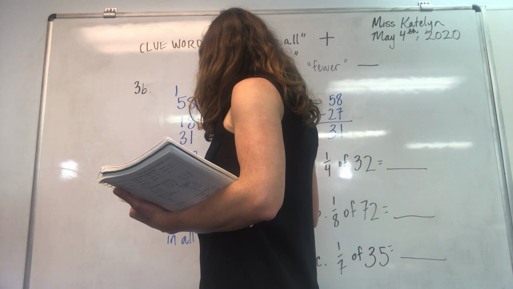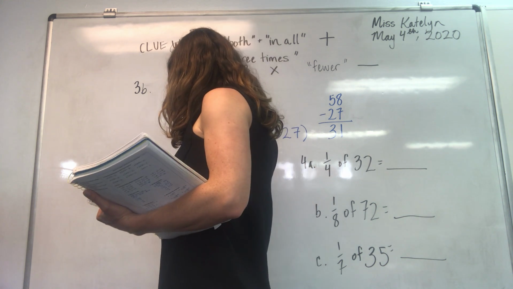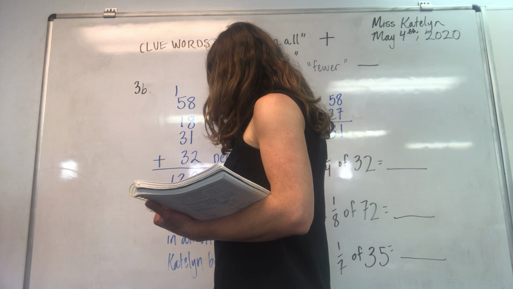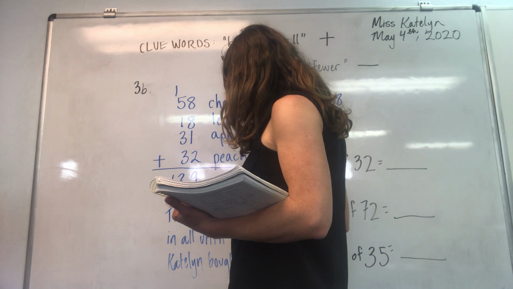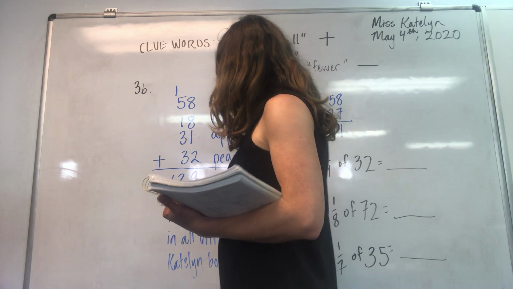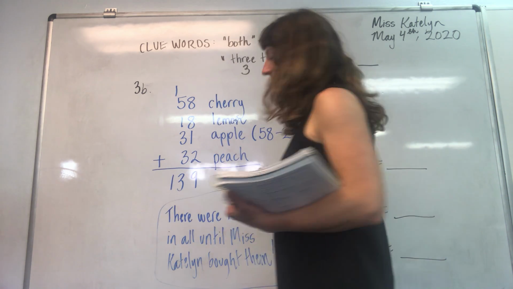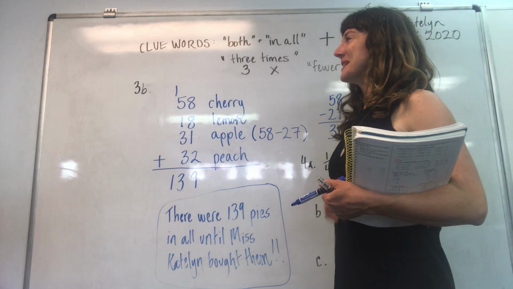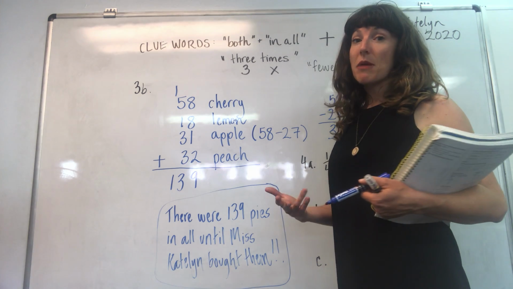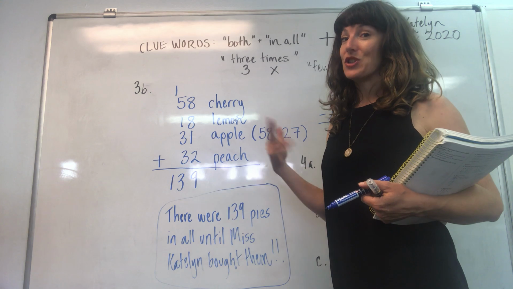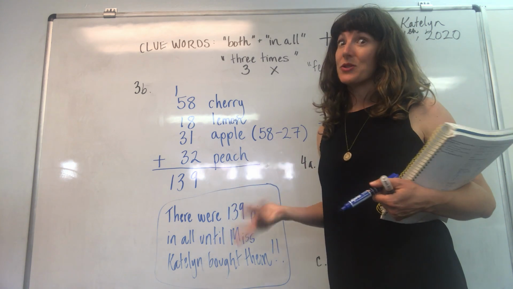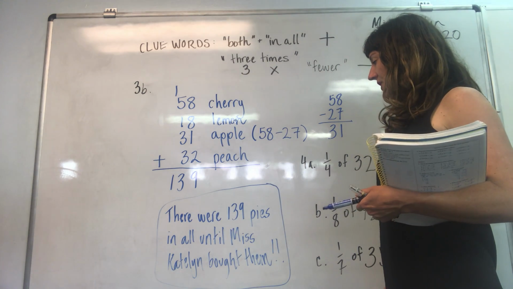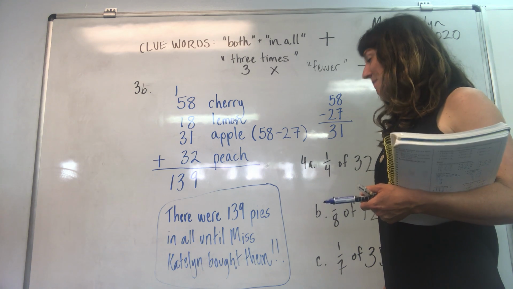until Miss Caitlin bought them. Because she really wanted pie. Yummy, yummy, yummy pie. And then they probably also had a lot of whipped cream on hand until Miss Caitlin bought it to go with the pie, and some ice cream to go with the pie. Oh yeah. Okay, so that it is. There it is. There were 139 pies in all until Miss Caitlin bought them.